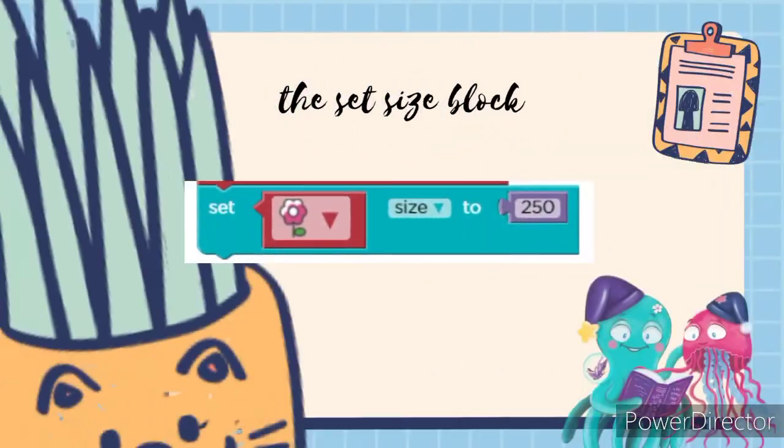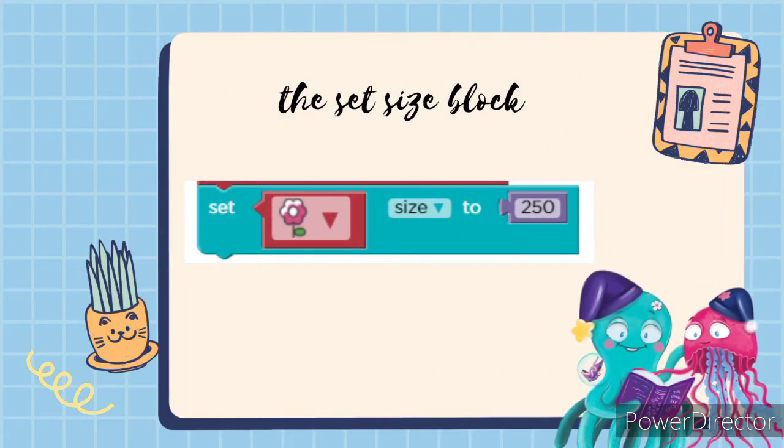Now, we also have what is called the set size block. The set size block helps to either increase or reduce the size of a sprite. So if you make a sprite and you see that the sprite is too big, you can set the size using a block called the set size block.